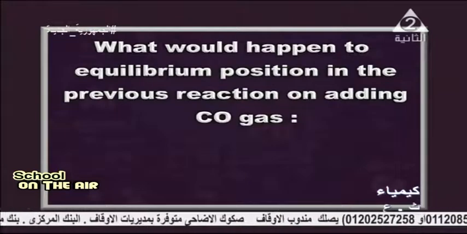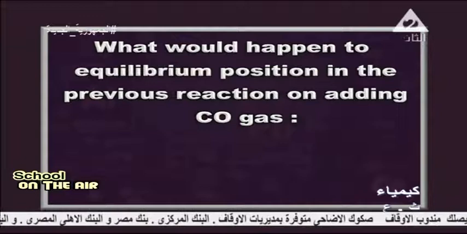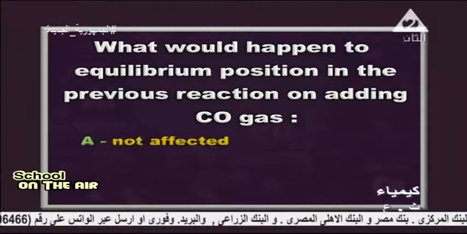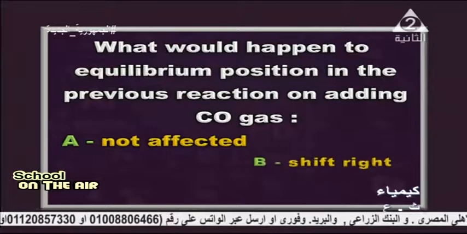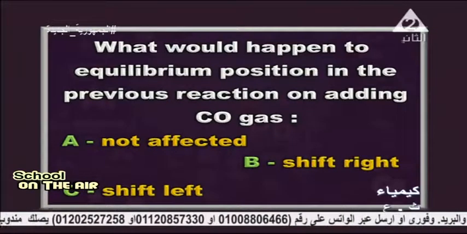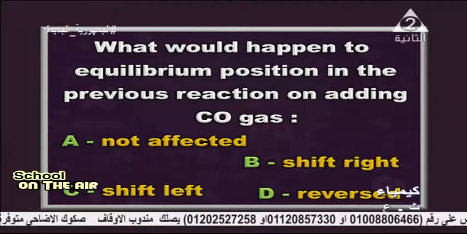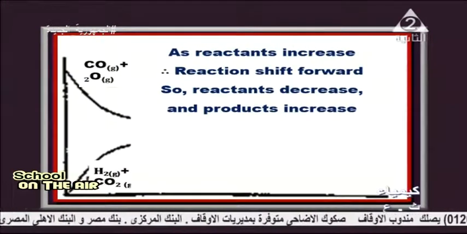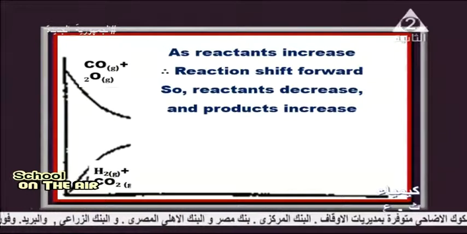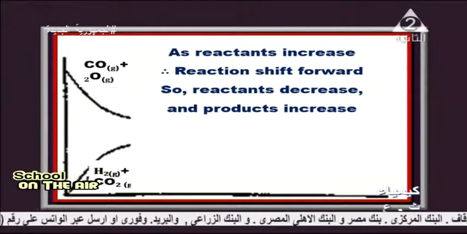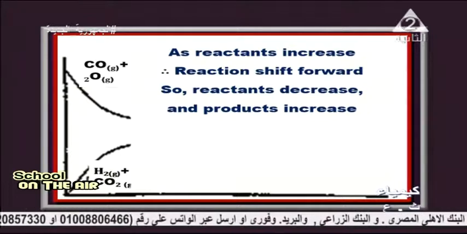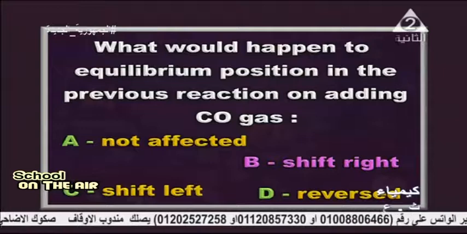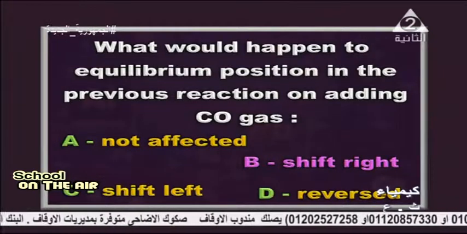Next point. What would happen to the equilibrium position in the previous reaction on adding carbon monoxide gas? Is it not affected? Shift right, shift left, or reverse it? If you look at the graph, as the reactant increase, the reaction shift forward. So the reactant decrease and the product increase. What that means that the reaction shifts right.